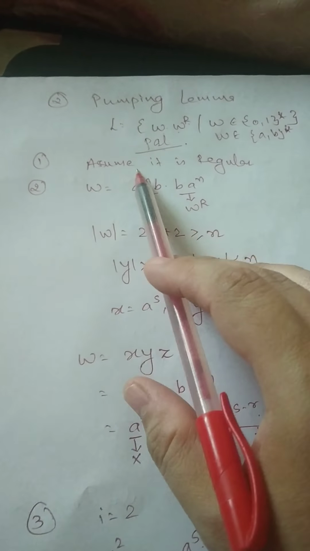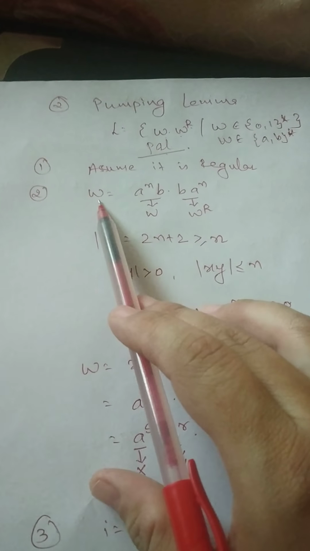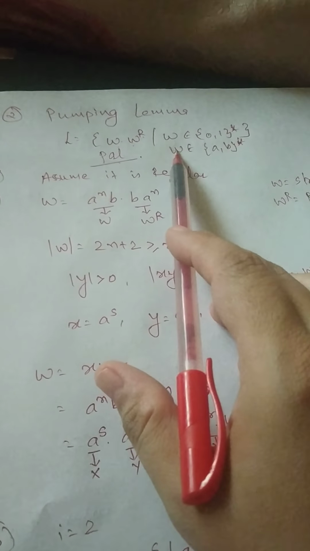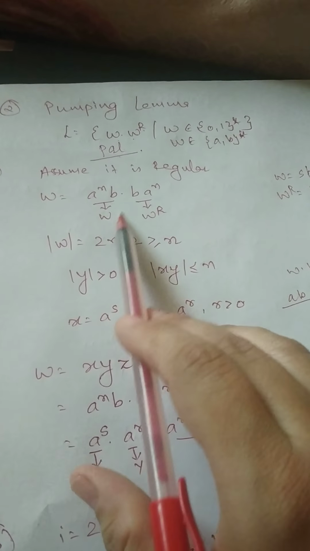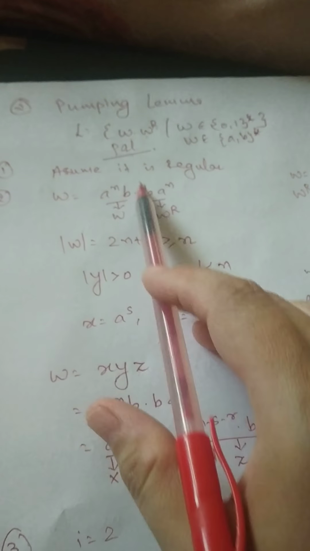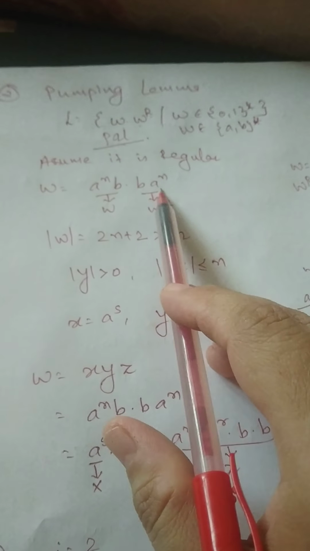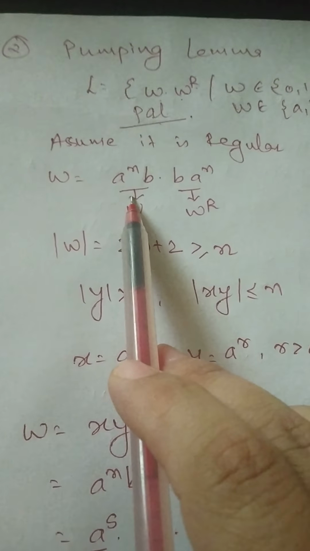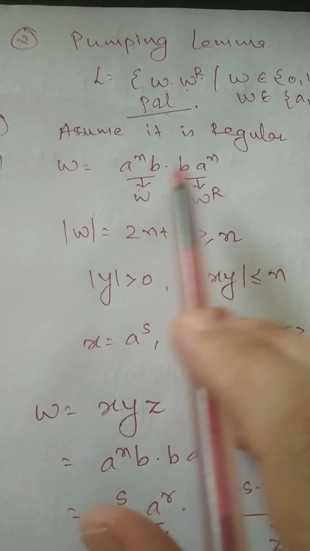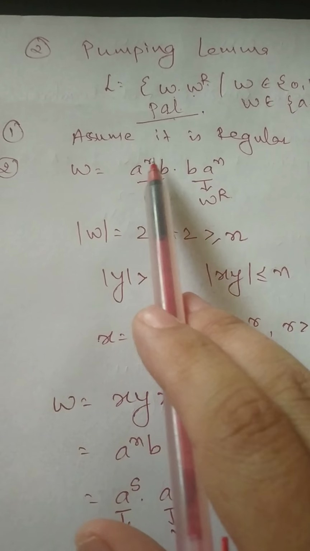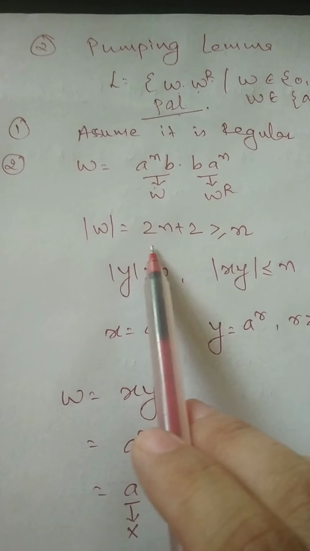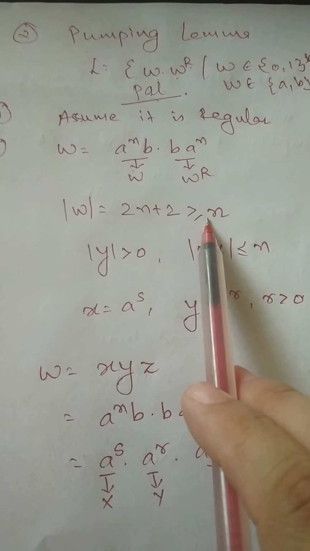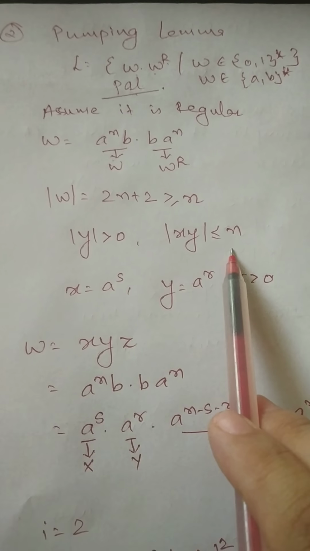So the very first step, assume it is regular. Second, w will be taken. Suppose w is in the form of ab, so here we are taking a raised to n, b raised to n, that will be w. So w raised to r will be b raised to n, a raised to n. Whatever the original string is, the reverse of that will be w raised to r. The length of the string will be n plus 1 plus 1 plus n, that means 2n plus 2. It is obviously greater than or equal to 0. These are the two rules of the pumping lemma.